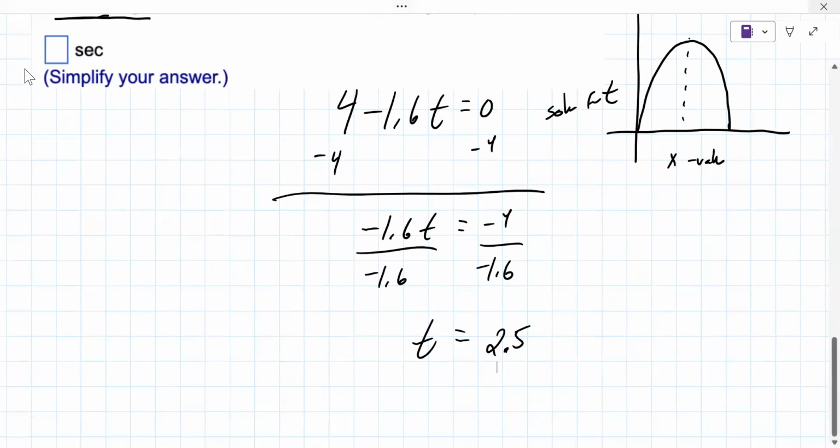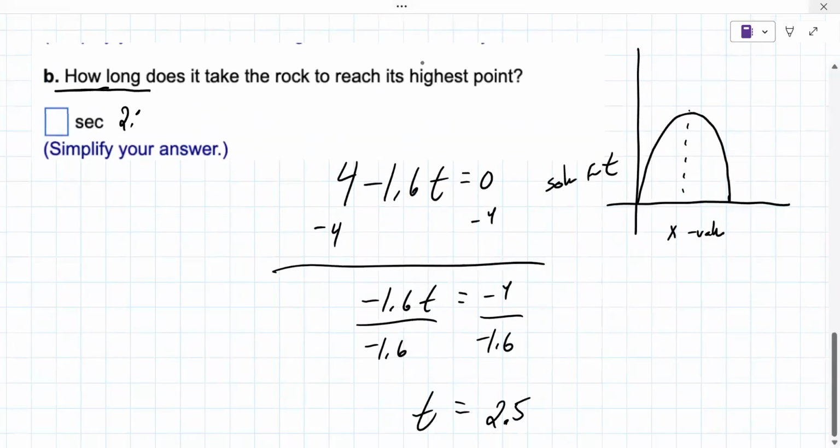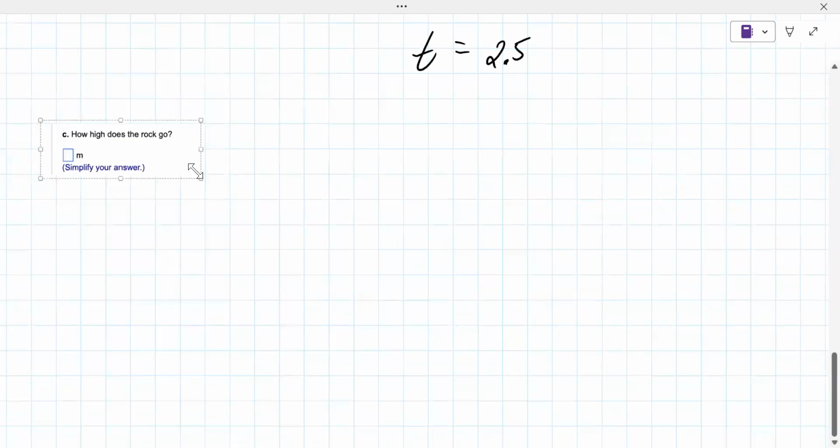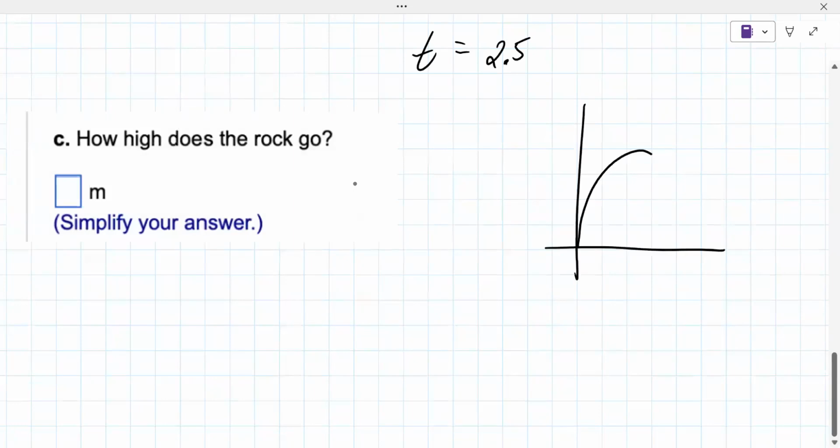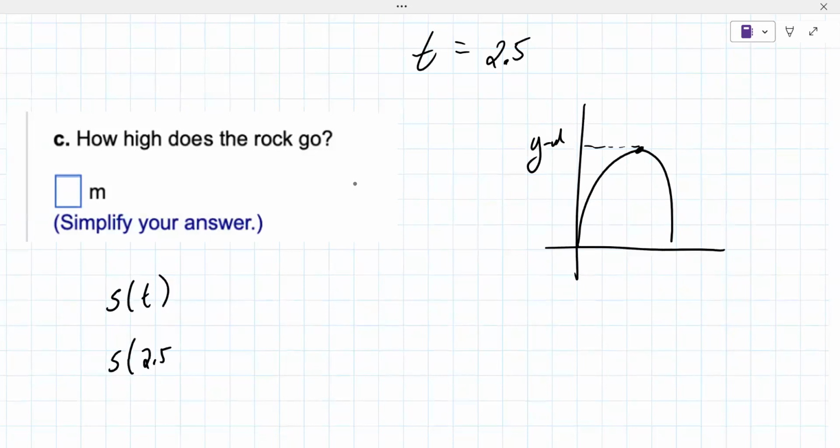But so in 2.5 seconds, it reaches its maximum height. The next question asks, well, how high does it go? What's challenging about this problem is you have to know whether you're going back to the original or the derivative or the second derivative. So how high does it go? We want to know the y value now. So you go back to s of t. You want to find s of 2.5. You want to put 2.5 in for t in that original equation.